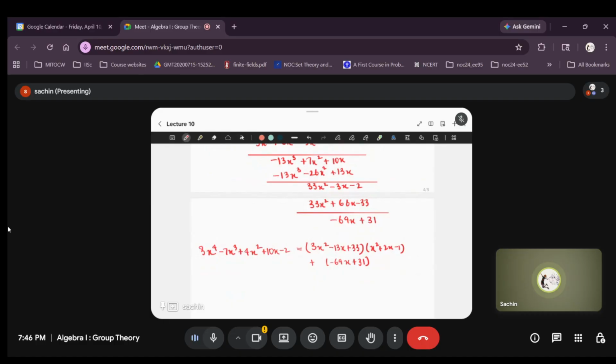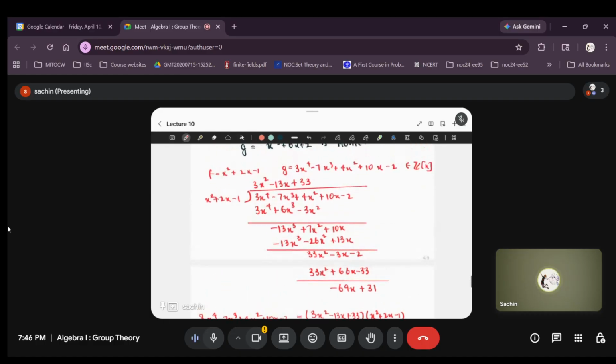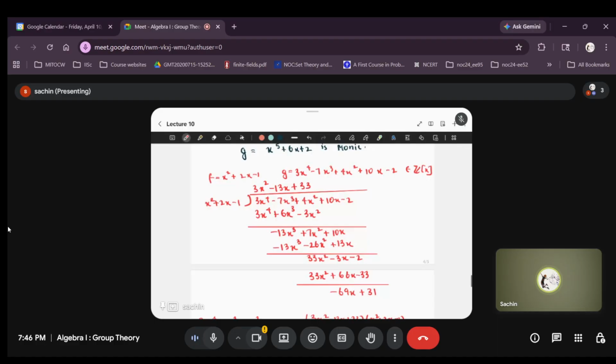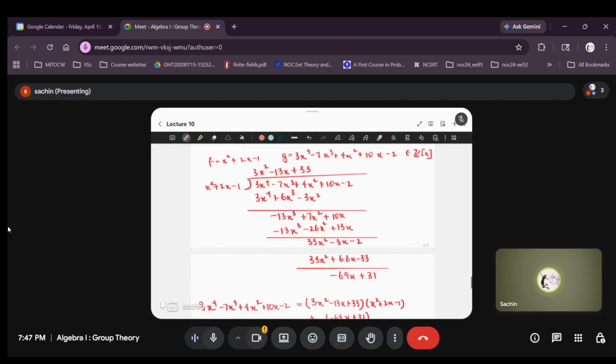If f is not monic, then the initial step might fail. Not always. If it is monic, then you can guaranteedly divide. But even if it is not monic, sometimes you can divide. But the thing is, the coefficient of f must be a unit. Otherwise, you can't divide.